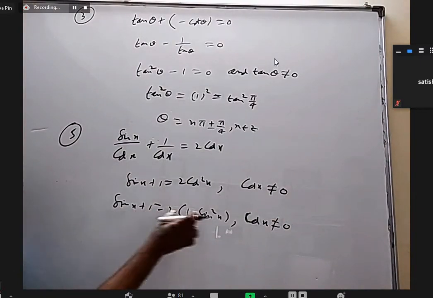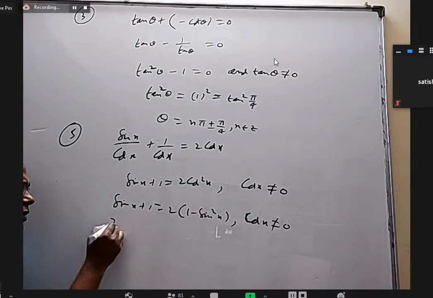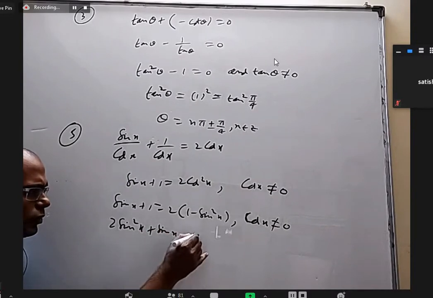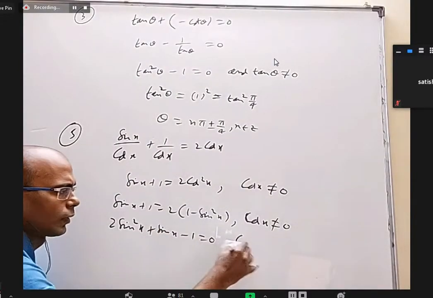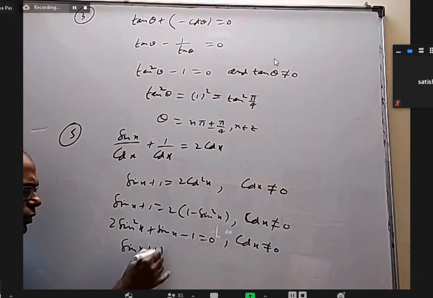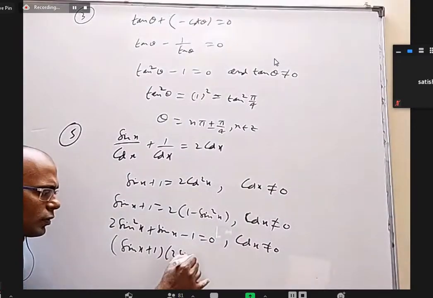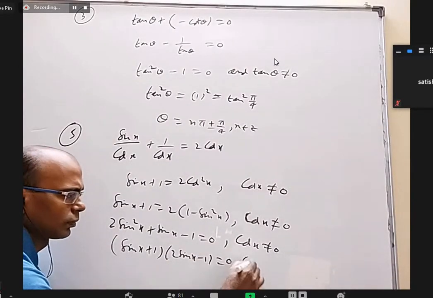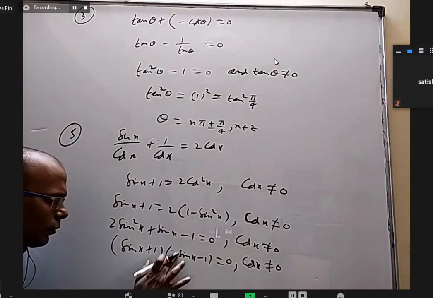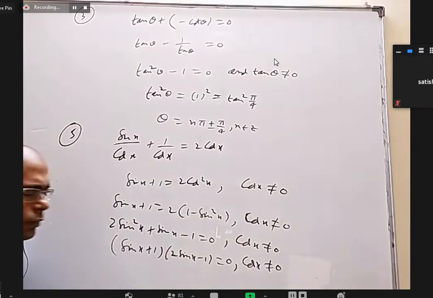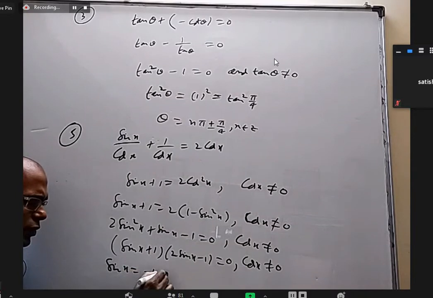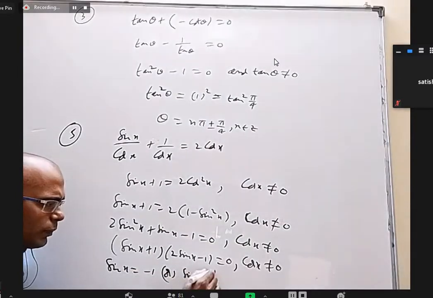This one I factorize because even if I expand, I have to still factorize. So already factor is there here. 1 plus sin x will come common. If not, to bring one side, we get 2 sin square x plus sin x minus 1 equal to 0, and cos x should not be 0. This is sin x plus 1 into 2 sin x minus 1 equal to 0. So we'll get sin x equal to minus 1 or sin x equal to 1 by 2.